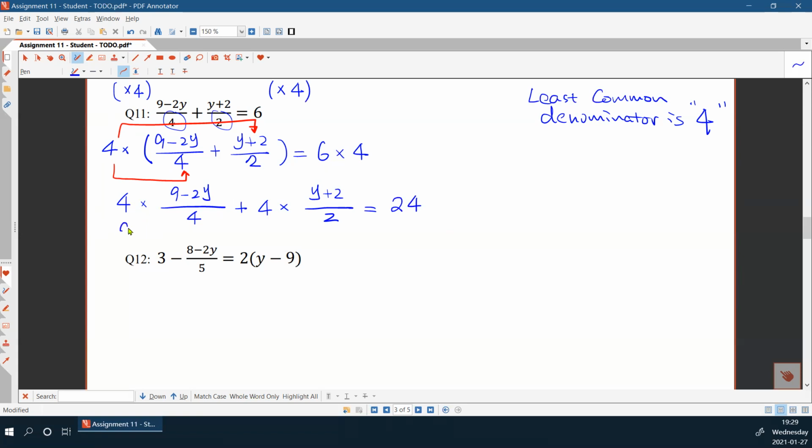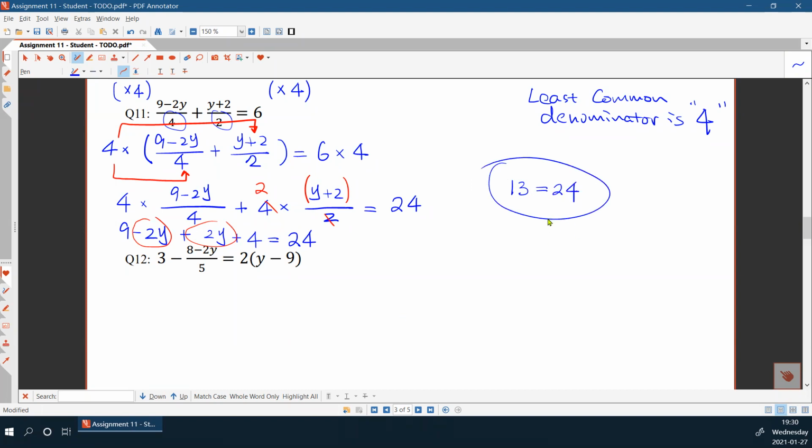Next, 4 and 4 cancel with each other. So this leaves us 9 minus 2y plus 4, and the 2 here cancels, which leaves us a 2, right? 2 times y plus 2, which gives us 2y plus 4, right? Equals 24. Okay, next, minus y and positive y cancel with each other. So the left-hand side becomes 13 and the right-hand side becomes 24, right? So this means no matter what the value of y, the equation cannot hold.